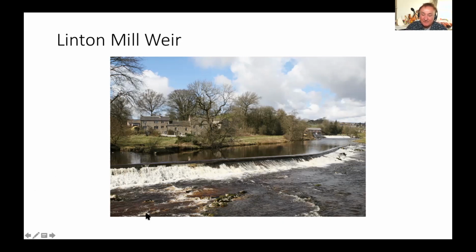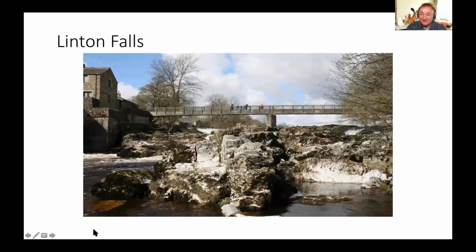So obviously I've got a bit of film coming up here, so let's have a look at this of it coming over Linton Falls.